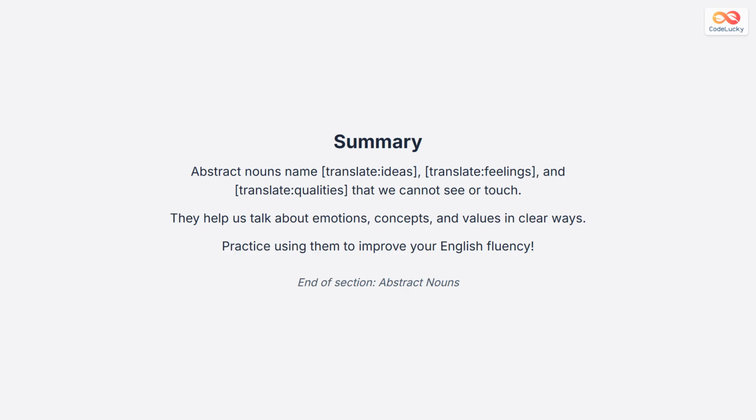Abstract nouns name ideas, feelings, and qualities that we cannot see or touch. They help us talk about emotions, concepts, and values clearly. Practicing abstract nouns improves English speaking and writing skills.